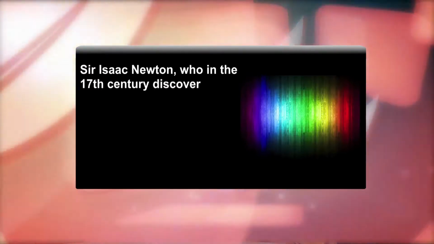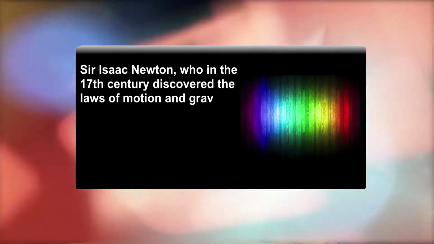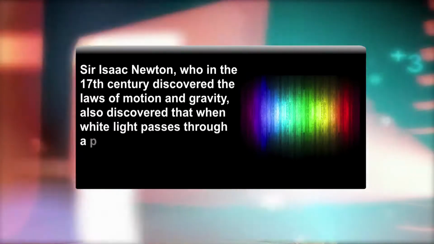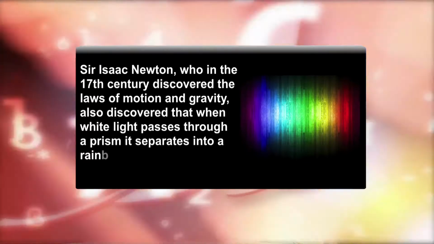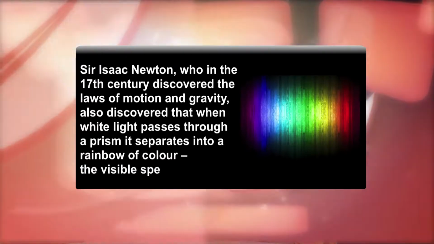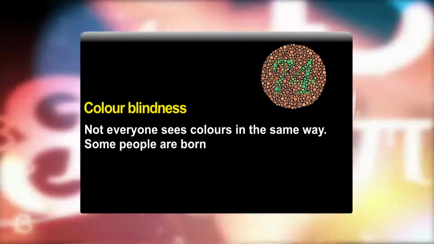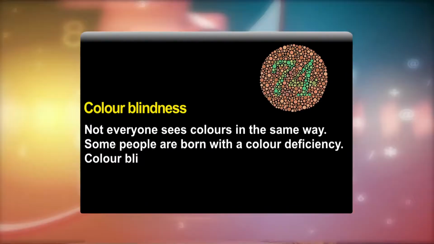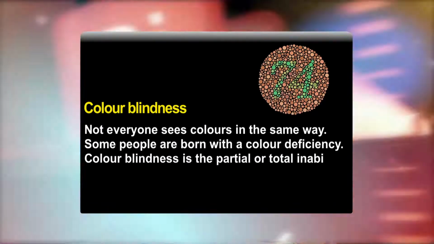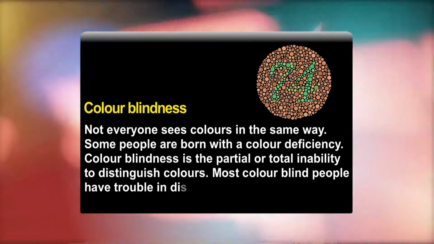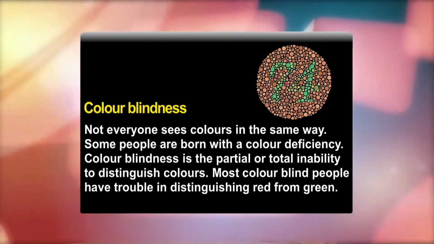Sir Isaac Newton, who in the 17th century discovered the laws of motion and gravity, also discovered that when white light passes through a prism, it separates into a rainbow of colors, the visible spectrum. Color blindness. Not everyone sees the colors in the same way. Some people are born with a color deficiency. Color blindness is the partial or total inability to distinguish colors. Most colorblind people have trouble in distinguishing red from green.